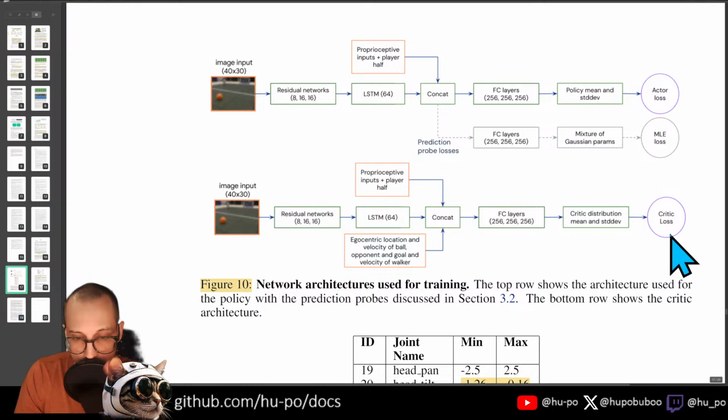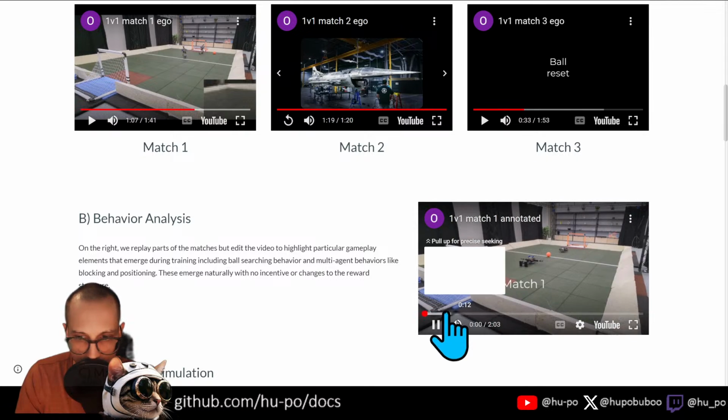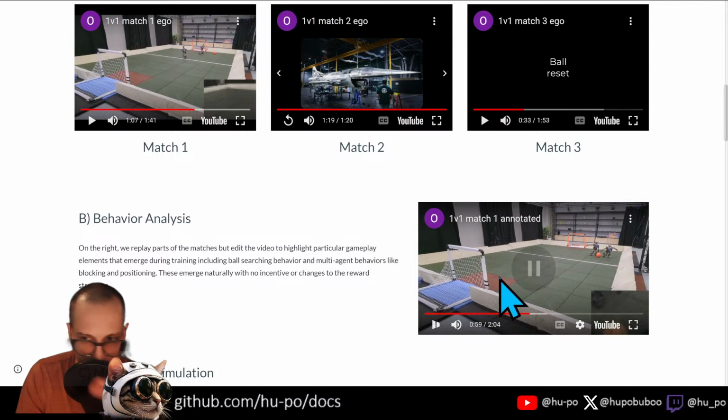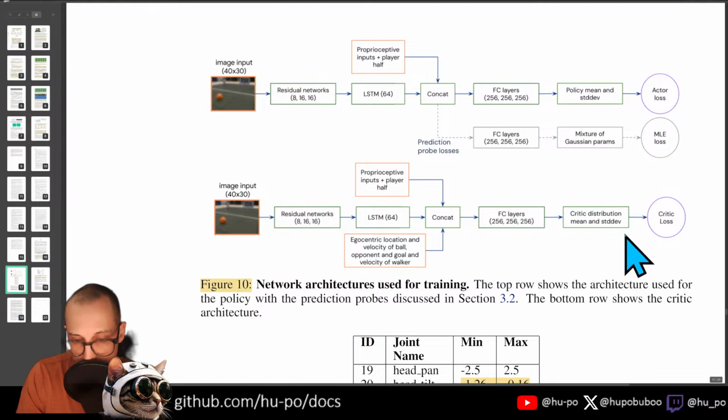But the critic is a second neural network, and because this is trained only in simulation, it only exists in simulation, right? You're not using this critic at any point when you're actually running these. Whenever you're doing this, it's just one policy versus another policy. There's no critic here. The critic is only used in training to push gradients into the actor. And the critic has access to egocentric location, velocity of the ball, opponent, and goal, and velocity of the walker.